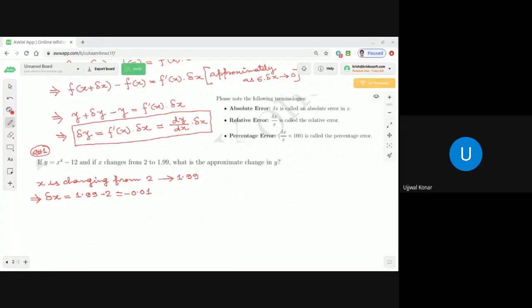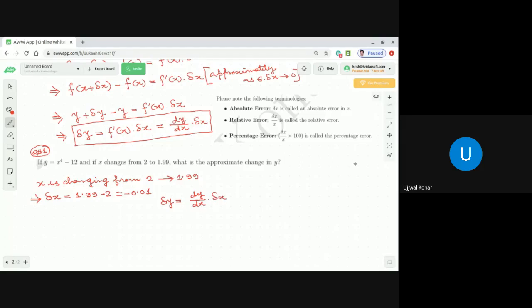Then, dear students, we need to find delta y. Due to this change in x, let the approximate change in y be delta y. Then how are we going to find delta y? The way we can find delta y is pretty simple. We know that it is dy/dx into delta x.